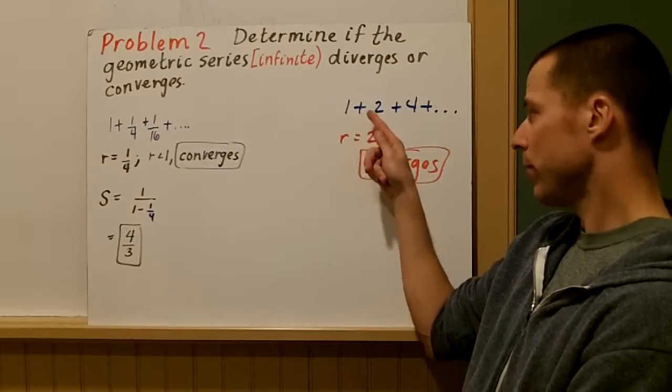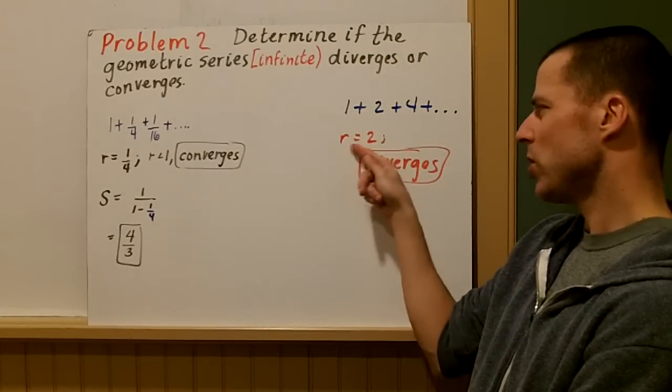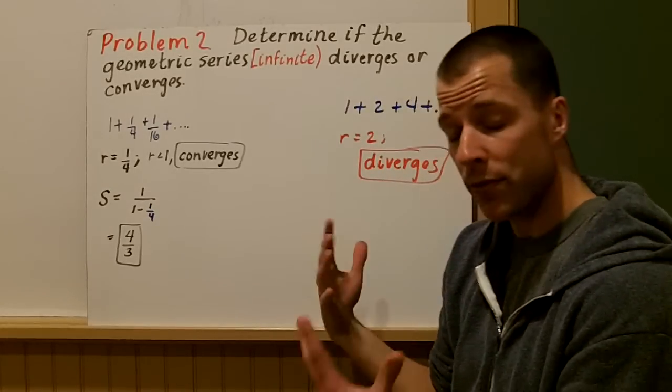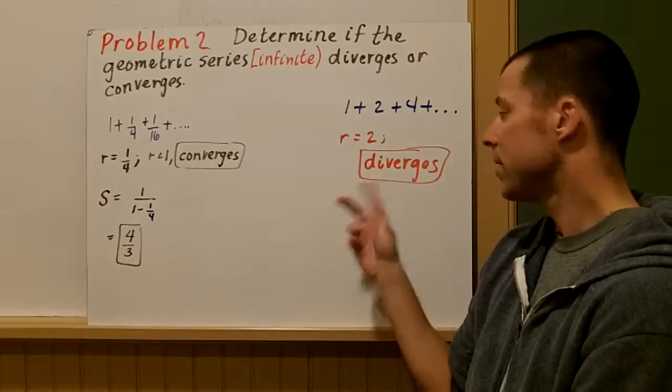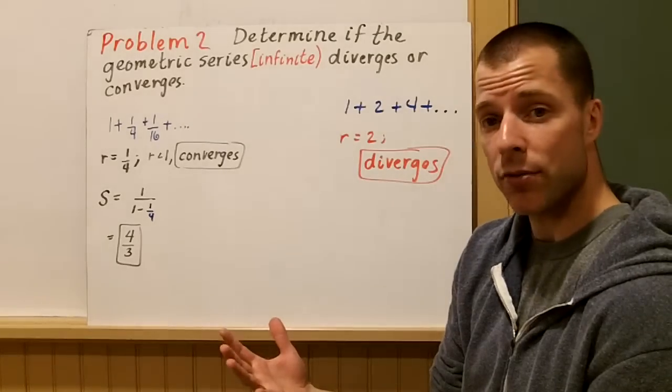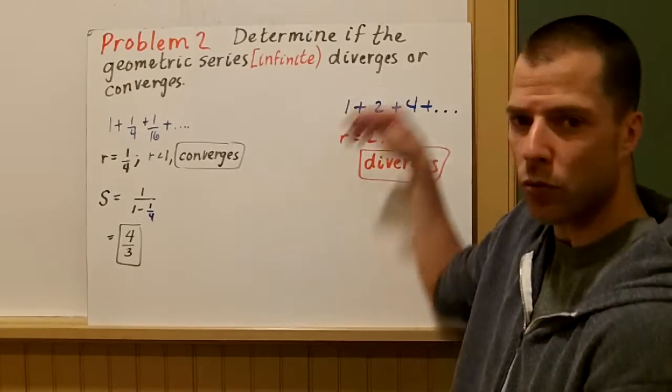Second series, 1 plus 2 plus 4. Well, your common ratio is 2. That's greater than 1. The absolute value of 2 is greater than 1. This diverges. So there is no number that our sum gets to. So there's no point of putting the rule down.